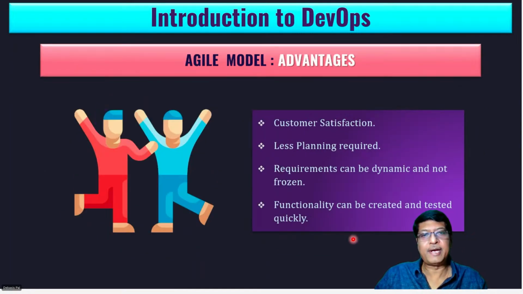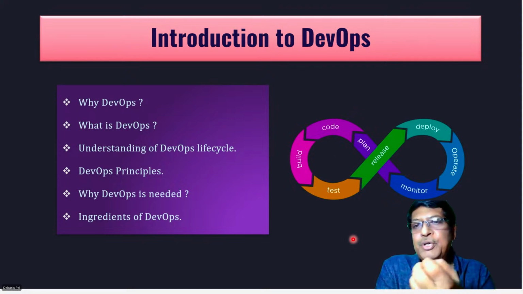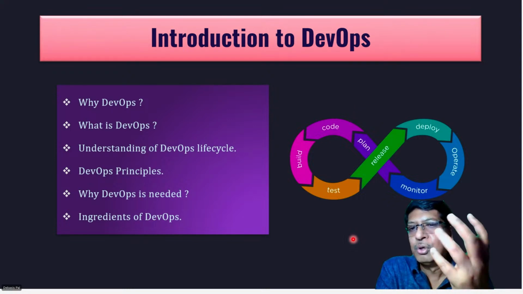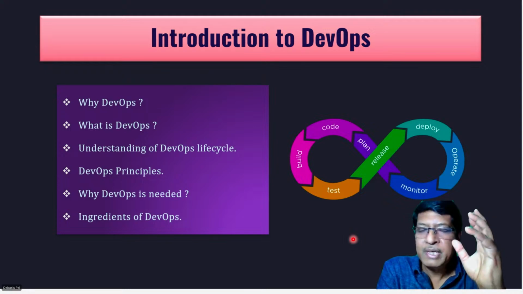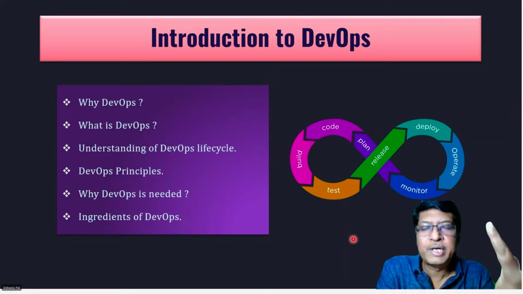So there are lots of advantages. Okay. So therefore, now I'm sure that you have started to think in a DevOps way, in an agile way, isn't it? Agile means what? Fast. You think fast, implement fast.